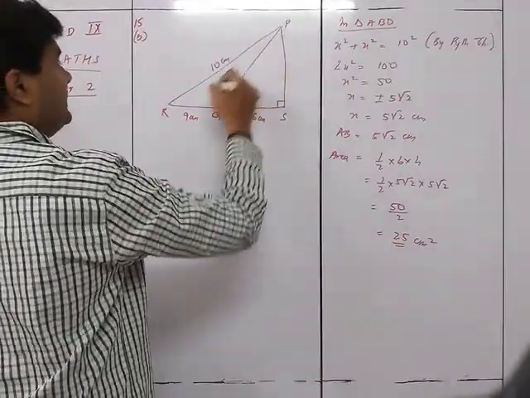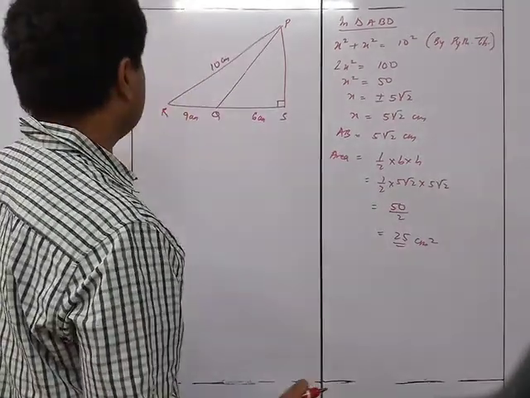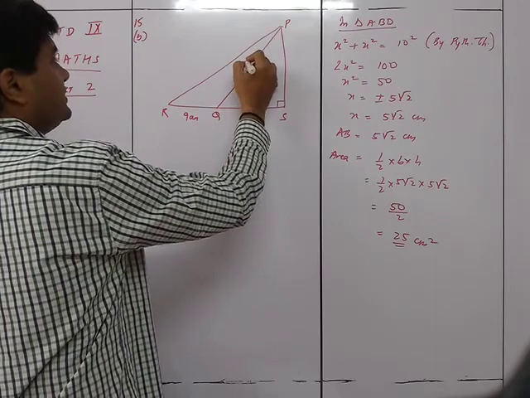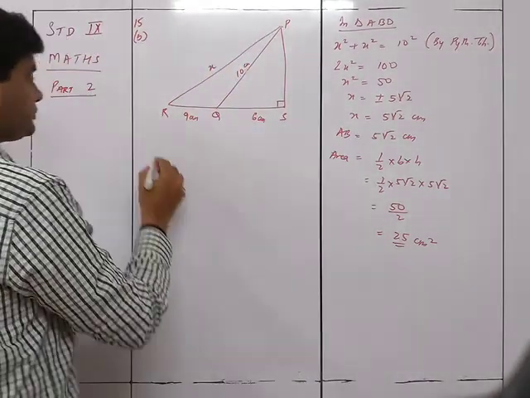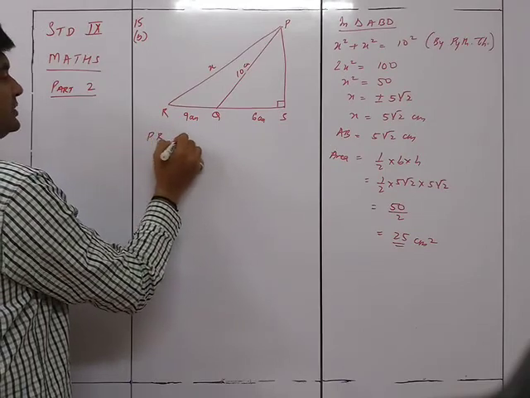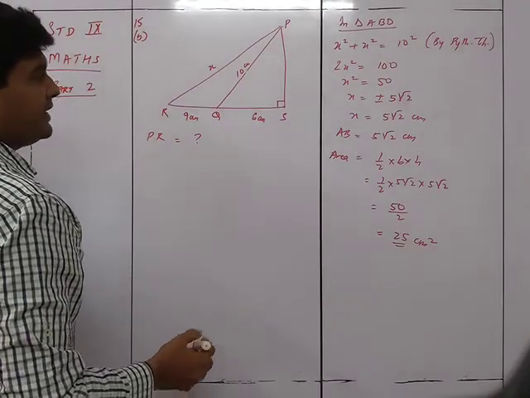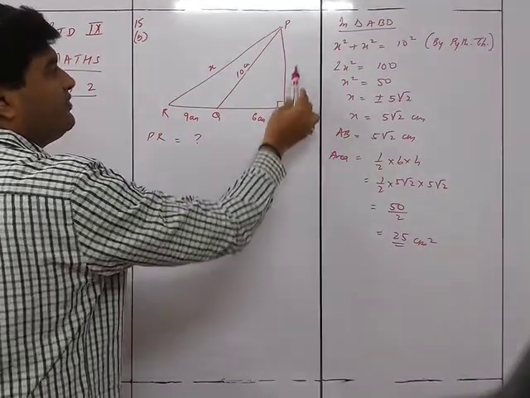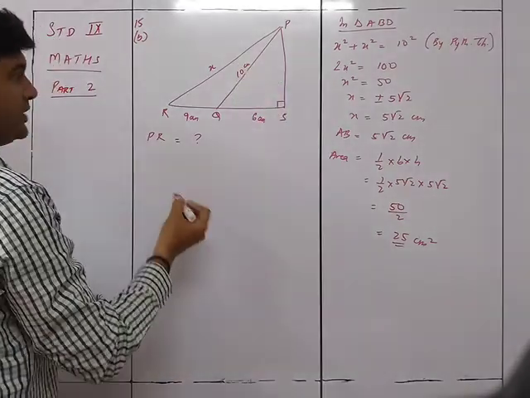So PQ is 10 centimeters. So you need to find out PR. So this is what we need to find out, PR. It's a very simple thing again here. You see that in this triangle, you can find out this side by Pythagoras theorem. So let's see.